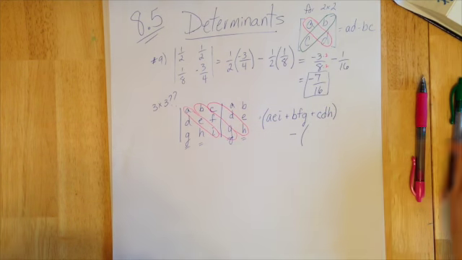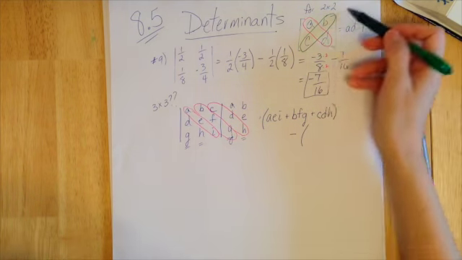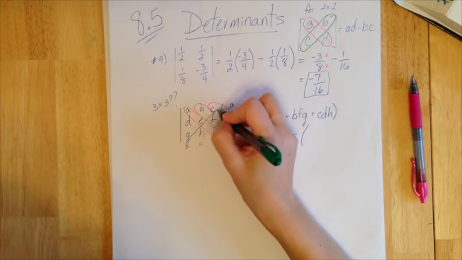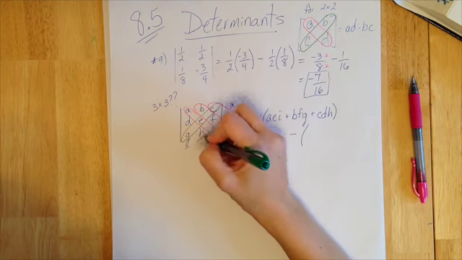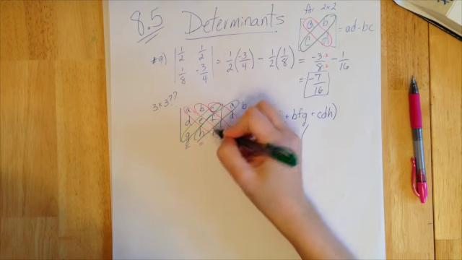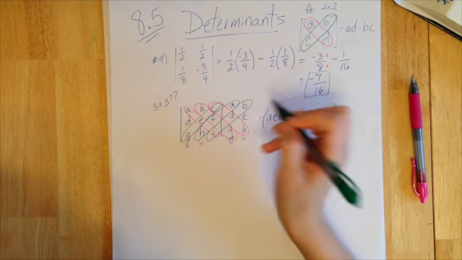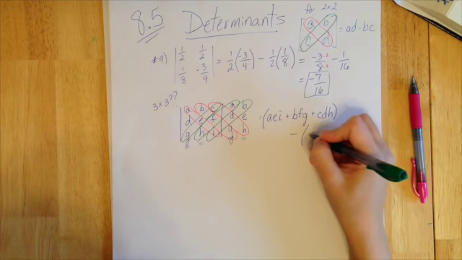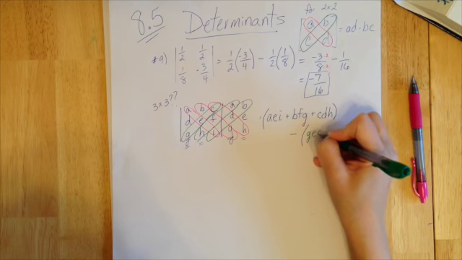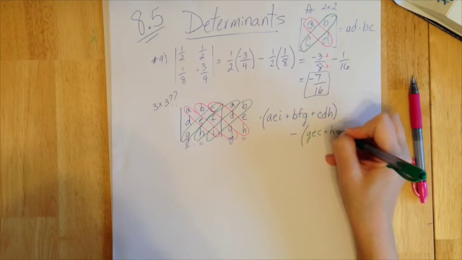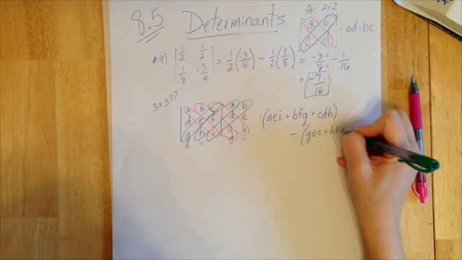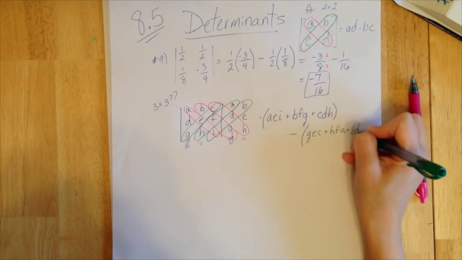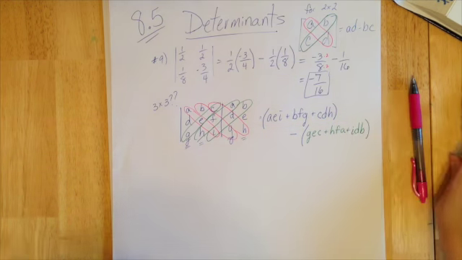Minus, now it's like the BC, we have the 3 diagonals going the other direction. This is why we need the 2 on the outside. So first we have G, E, C plus H, F, A plus I, D, B.